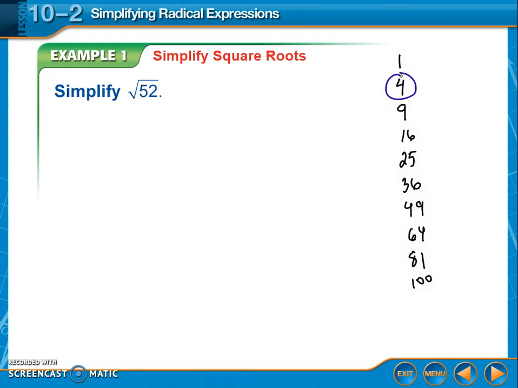So 4 is going to be a number we want to use. So 4 times what is 52? 4 times 13 is the same thing as 52. So I can rewrite 52 as being 4 times 13. And then the product property says that I can say that's the same thing as the square root of 4 times the square root of 13. Now I know the square root of 4 is 2, but 13 is a prime number, so there's no other number that would go into this. So this is going to be my final answer.